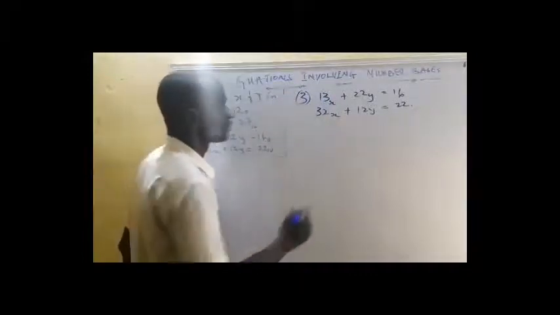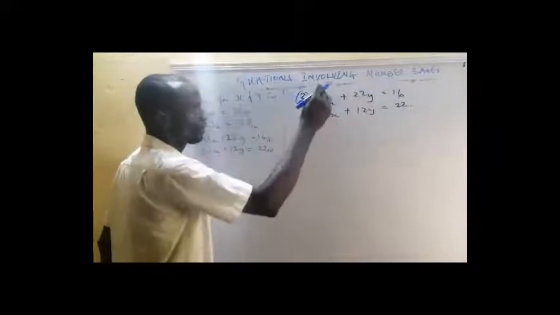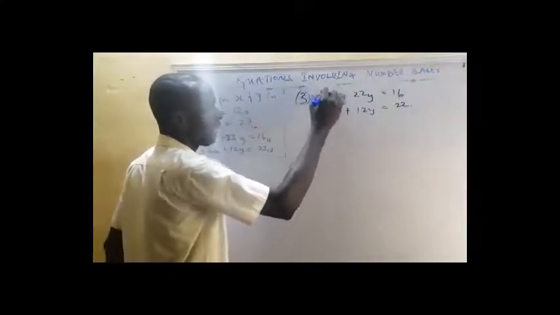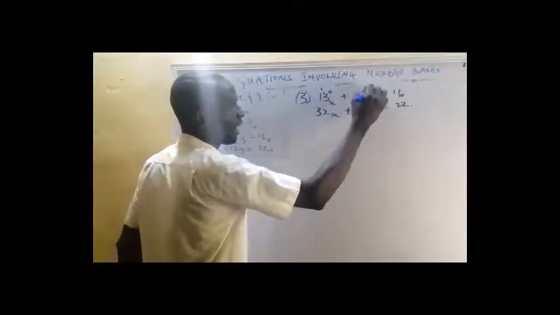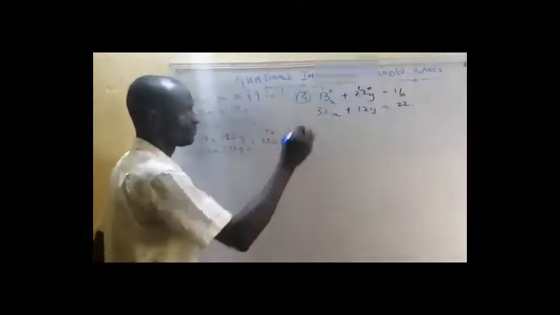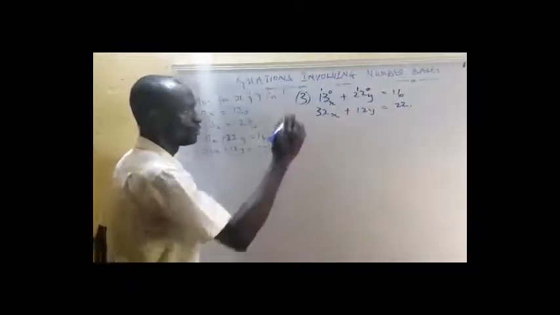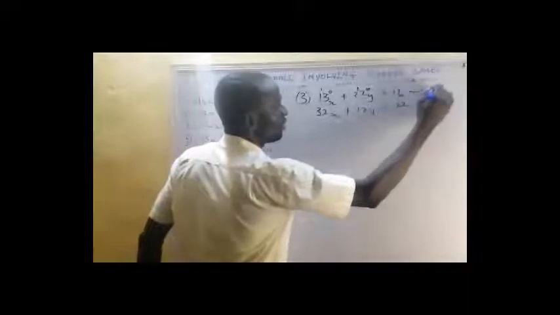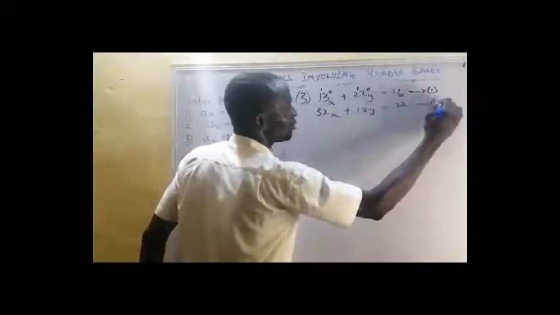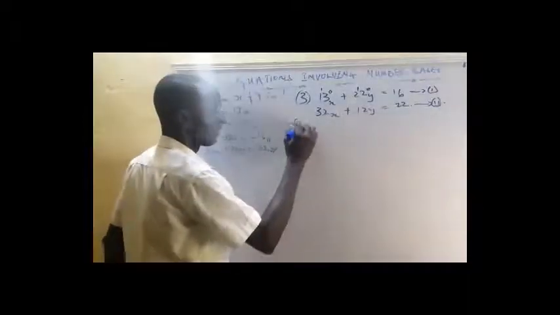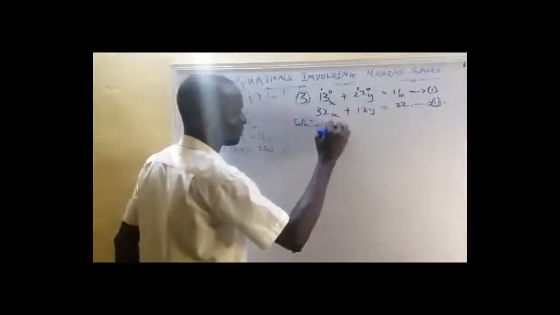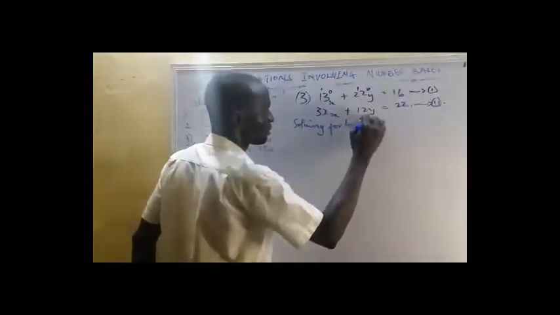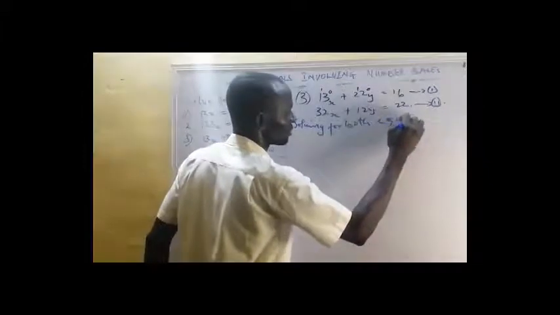Let's get started. For 13 base x, I put 0 here, I have 1. For 22 base y, I have 0 here, I have 1. The same thing happens below. So let's call this equation 1, and let's call this equation 2. Solving for both equations.